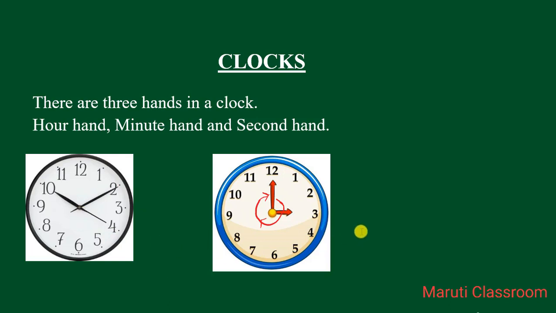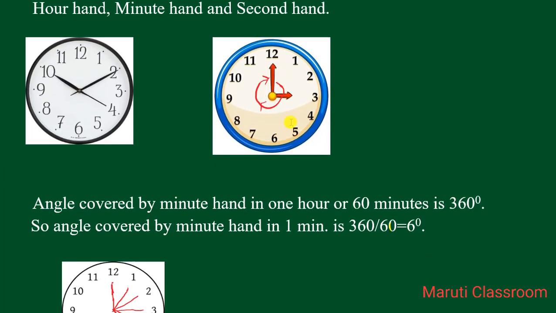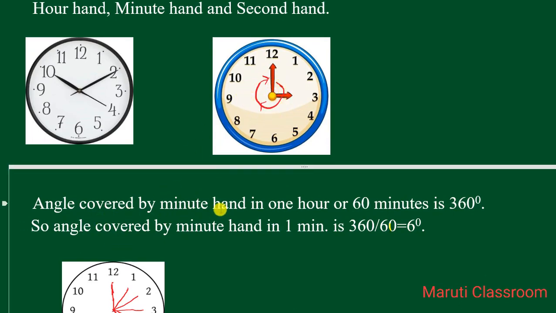At 3 o'clock, we all know that minute hand is at 12. In 1 hour time, minute hand will rotate like this and will come to 12 again. So this is the angle made by minute hand in 1 hour or 60 minutes. This angle is angle in a circle, which is equal to 360 degrees. So angle covered by minute hand in 1 hour or 60 minutes is equal to 360 degrees. So angle covered by minute hand in 1 minute is equal to 360 by 60, that is equal to 6 degrees.